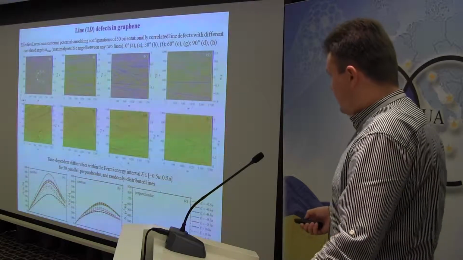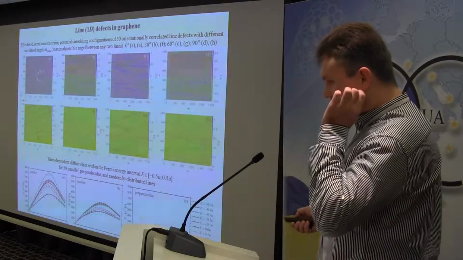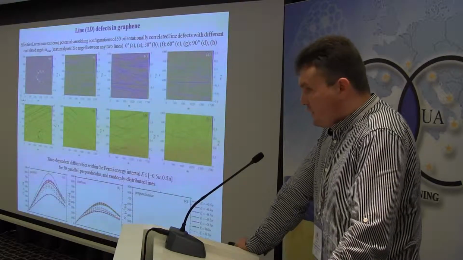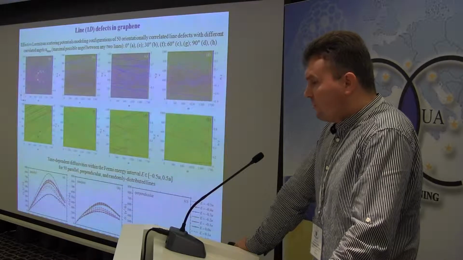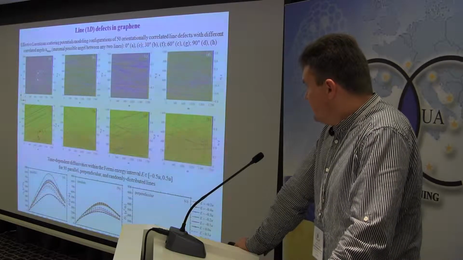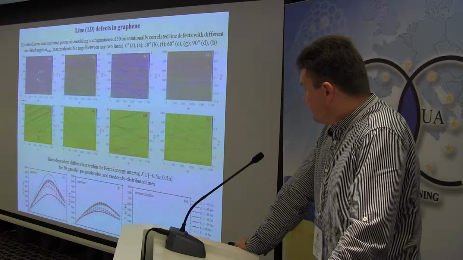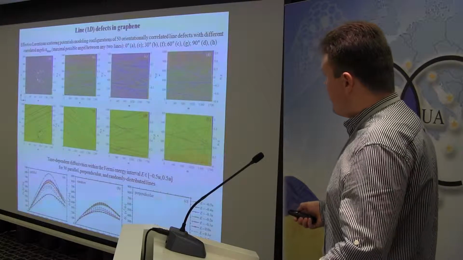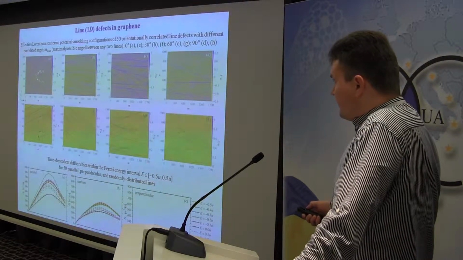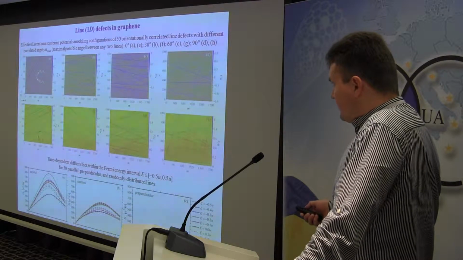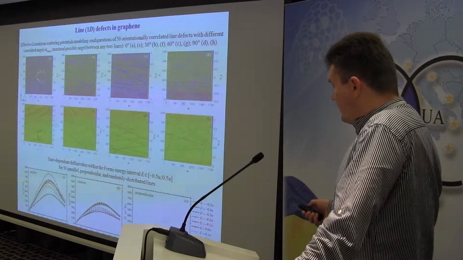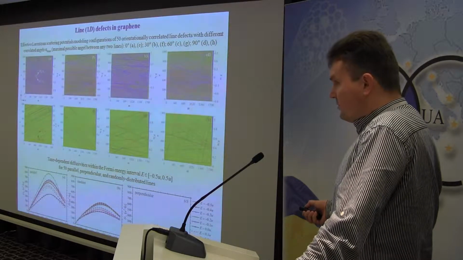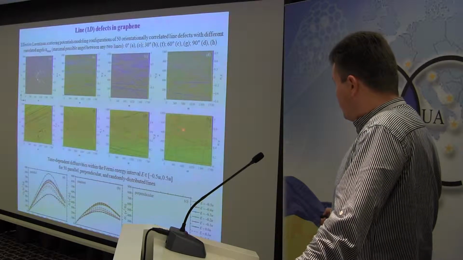Now we go to the line defects. To model line defects in graphene, we have to introduce the so-called correlation angle. This is the maximal possible angle between any two lines in the lattice. We did it because we try to consider lines with different preferred directions. For example, if this correlation angle is 0, it means that lines are parallel to each other, and if this correlation angle is equal to 90 degrees, it means that the angle can be randomly distributed.